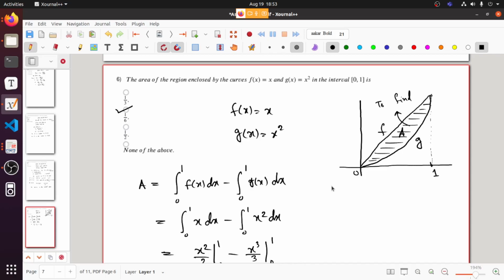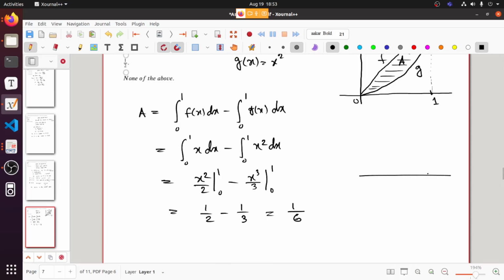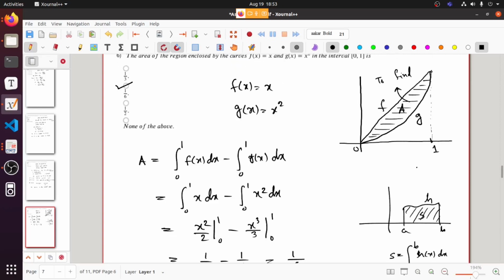Area will be fine, sir. What is the area of a function? Suppose any function is given like this in the interval [a, b]. If you integrate this function, suppose this is h, what is the integration of this? It will always give the area under the curve. If this is some s, then s will be given by this integration. So when you integrate f, it will give the entire region.